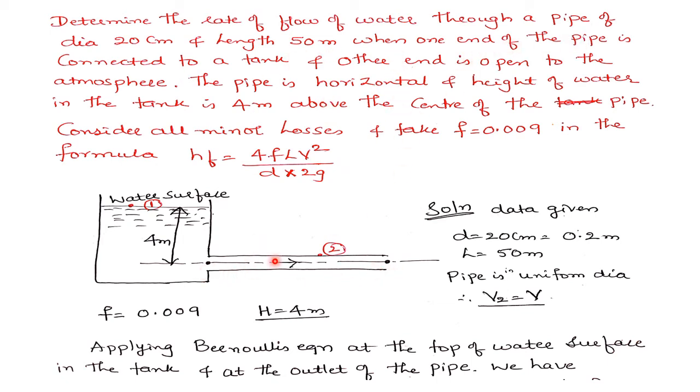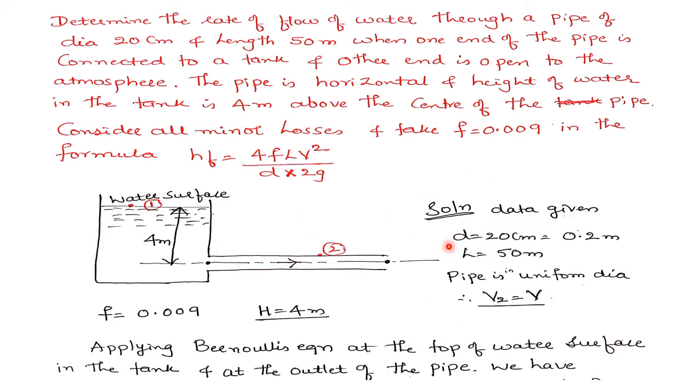So when one end of the pipe is connected to a tank, this is my tank. One end of the pipe is connected to a tank and the other end of the pipe is open to the atmosphere. He has also told that the pipe is horizontal, and the height of water in the tank is 4 meter above the center of the pipe. So consider all the minor losses, he has told here, and he has given the values.